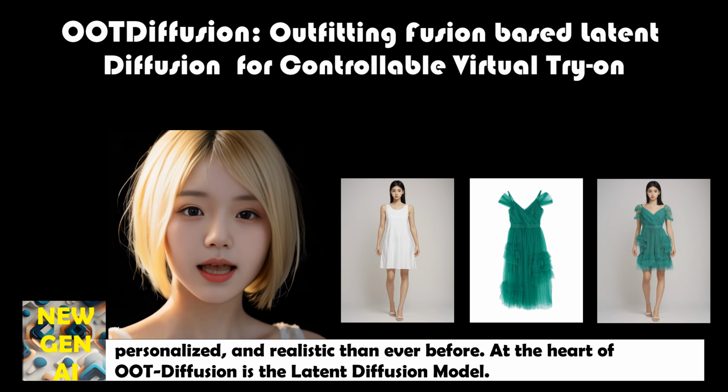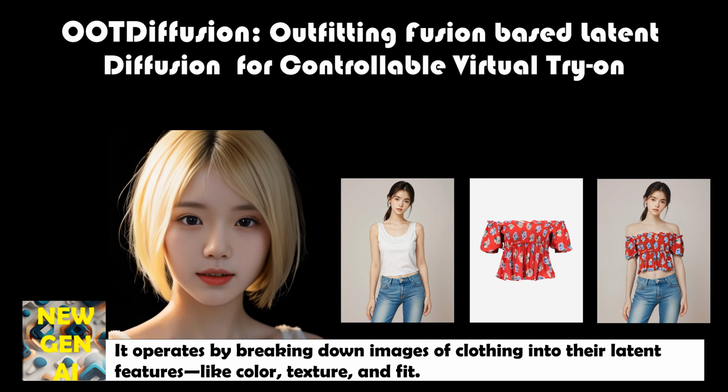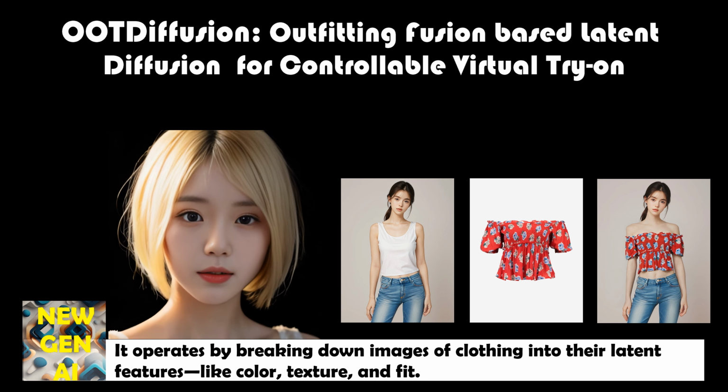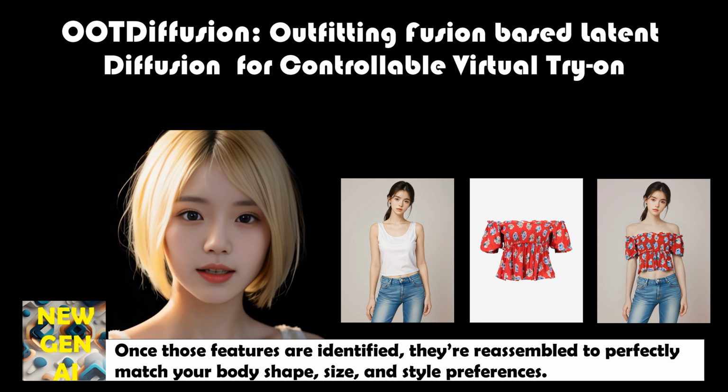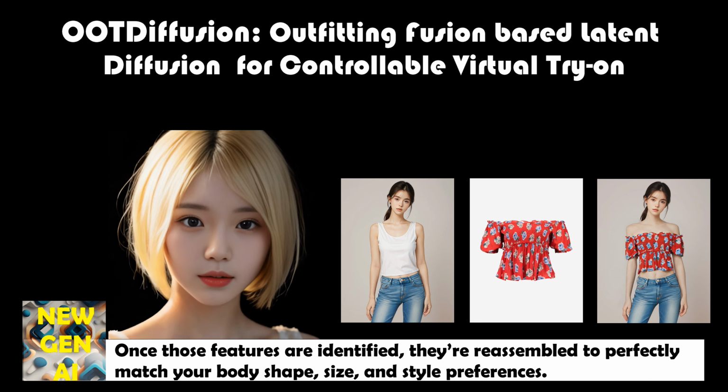than ever before. At the heart of OOTDiffusion is the latent diffusion model. It operates by breaking down images of clothing into their latent features, like color, texture, and fit. Once those features are identified, they're reassembled to perfectly match your body shape, size, and style preferences.